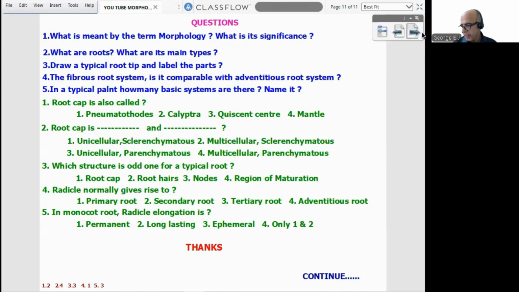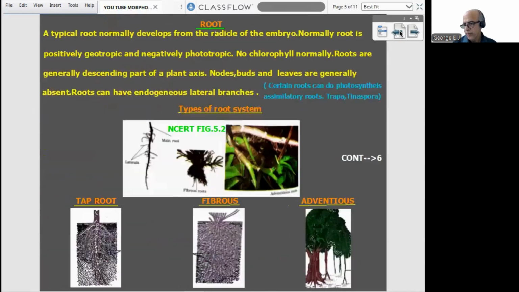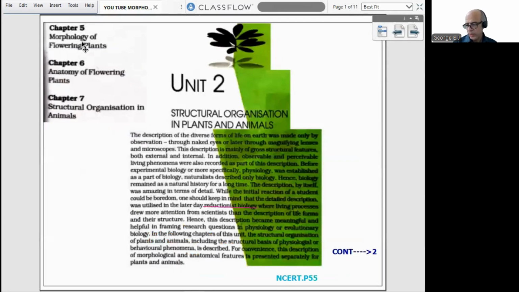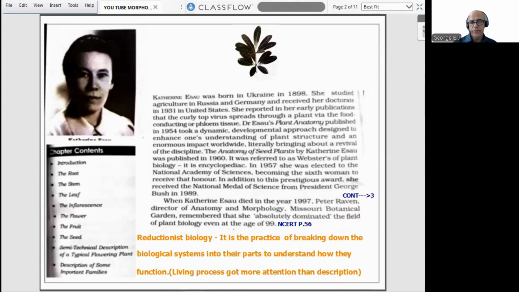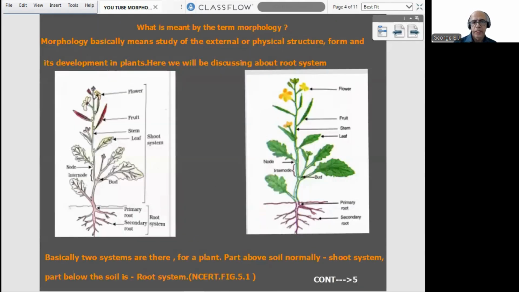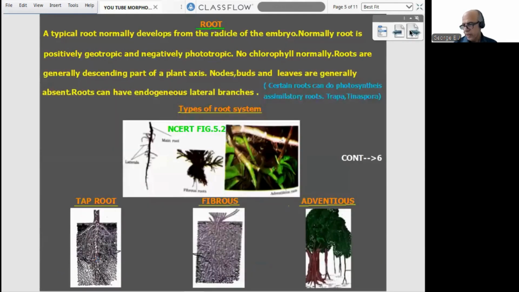So what all things we learned in this episode? We can just proceed. Starting, what all the content, and the reductionist biologist approach. Then the famous scientist Katherine Esau and her contribution. Then we entered into the introduction of morphology with a famous comment made by Charles Darwin. Then we observed two photographs explaining, that is NCERT, shoot system and root system. Then we entered into root. What is a root? What are the characters? Then different types of root system: taproot, fibrous root, adventitious root.